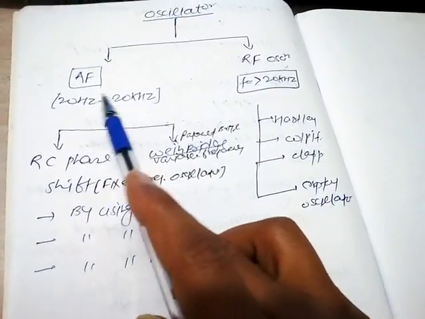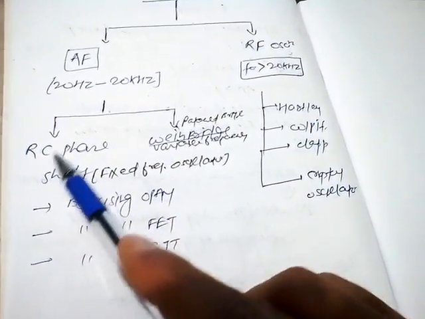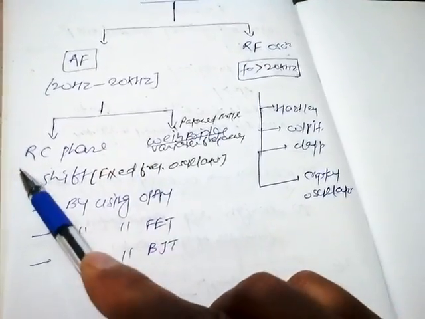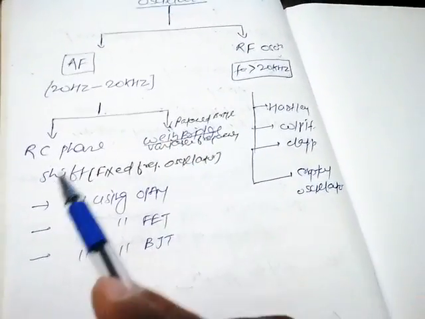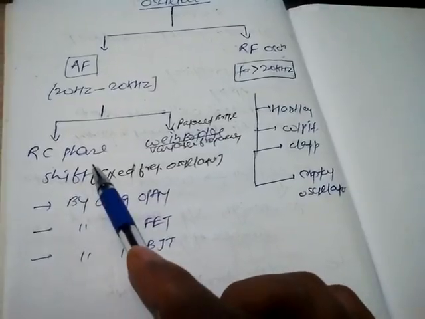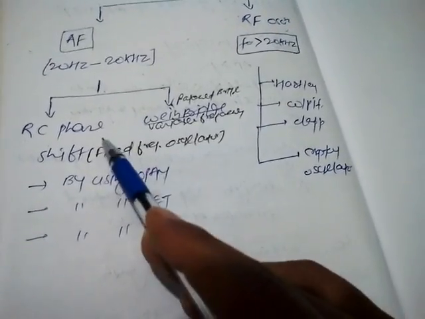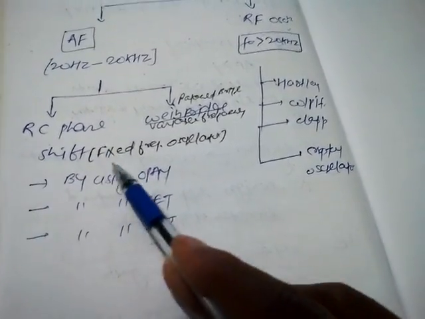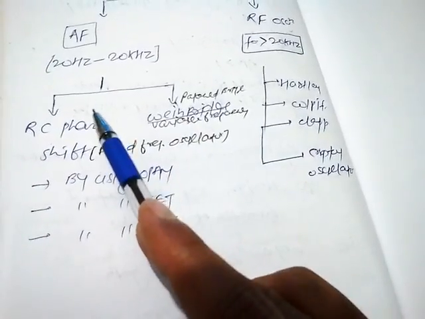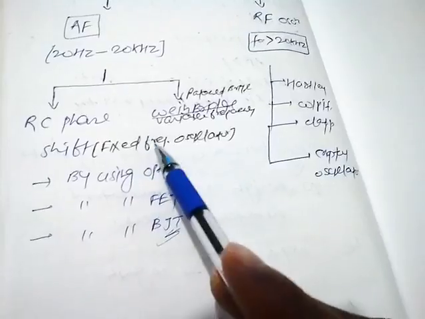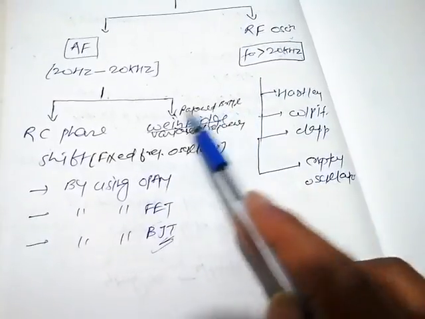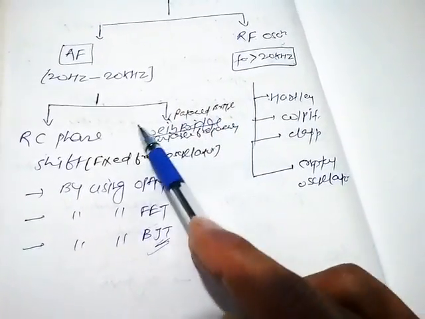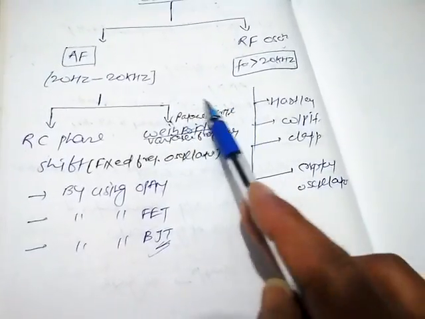Further, audio frequency oscillators are classified into two types. Here is the RC phase oscillator, meaning resistance and capacitor, and next is the Wien bridge oscillator. An RC phase shift oscillator can also be made using an op-amp, FET and BJT. The RC phase oscillator is called a fixed frequency oscillator, meaning it gives a fixed oscillation. But in the case of the Wien bridge oscillator, it is variable frequency. The frequency of oscillation will vary due to the bridge balance.